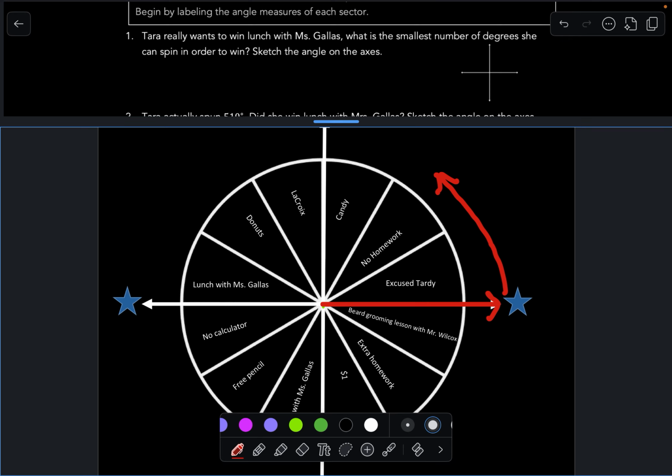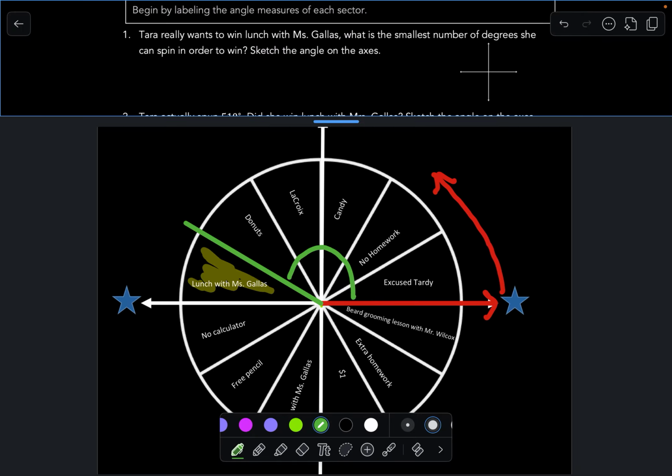Now, Tara really wants to win lunch with Ms. Gaius. What is the smallest number of degrees she can spin in order to win? That is, she wants to win lunch with Mrs. Gaius. She has to get into this region right here. So to spin the smallest number of degrees, the terminal side would have to end here. Okay. So this angle there is the smallest angle. So they wanted you to sketch it on the little axis here. So we're going to draw a little line like that.